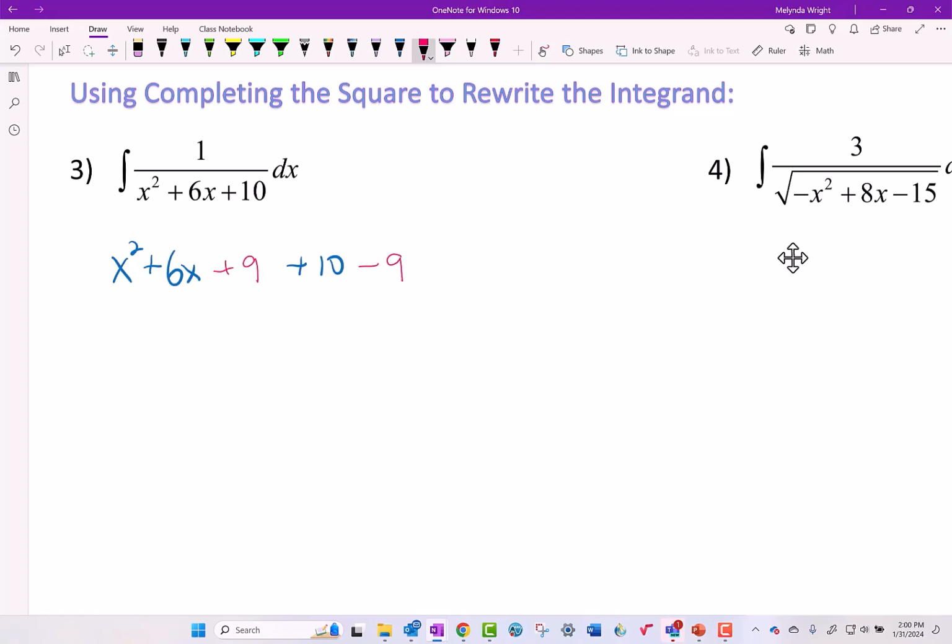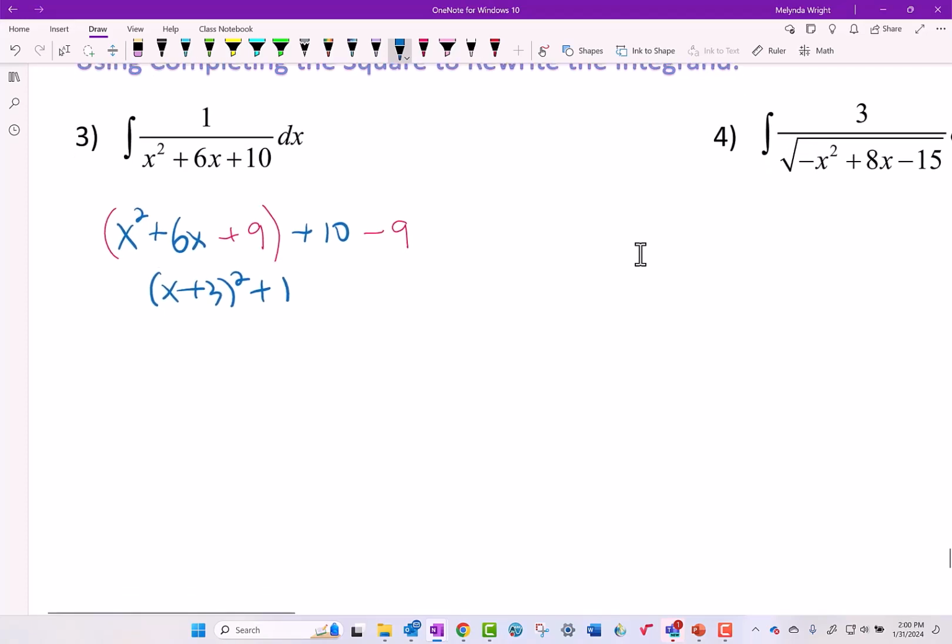So I want to pause there for a second. Are we okay and understand that if I add 9 and subtract 9, I really haven't done anything? We're still at the same value. It's the same value. So now this is the part that is the perfect square, right? This is the part we did the perfect square to. And so now I'm going to rewrite it in factored form. So let's see, that would be what? This would be x plus 3 squared plus 1. Okay, that's just the completing the square work. And so I'm just going to circle it right here.